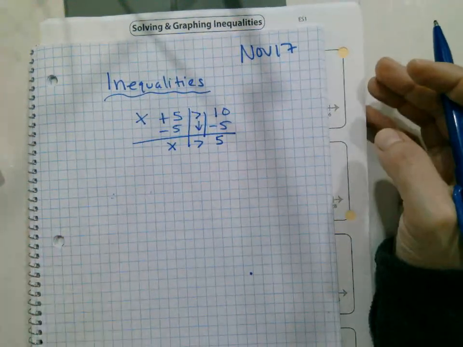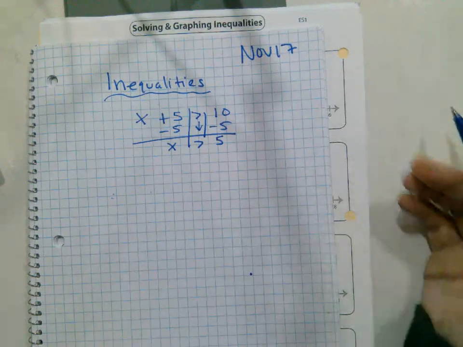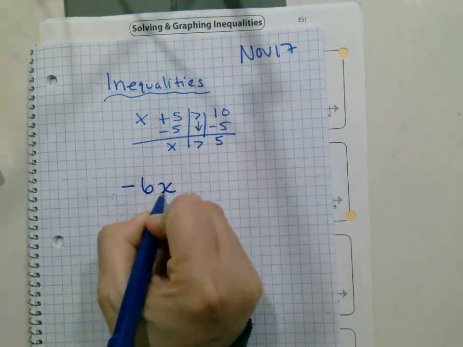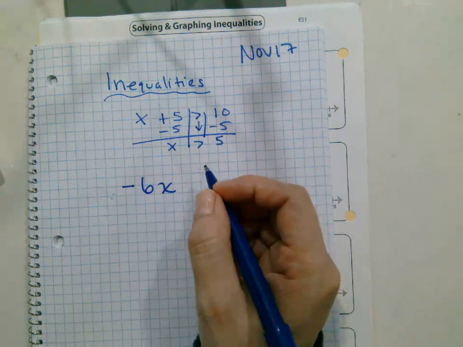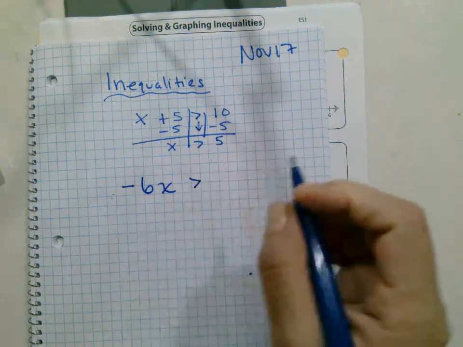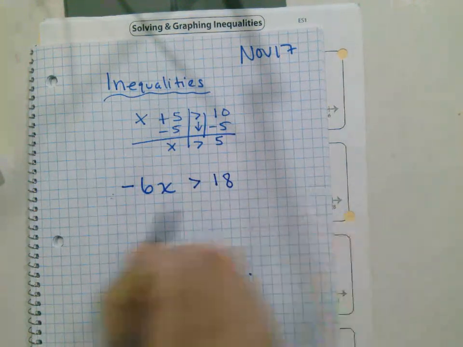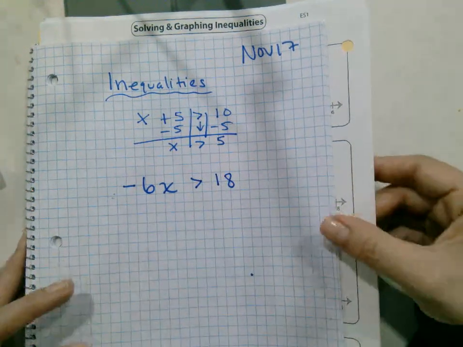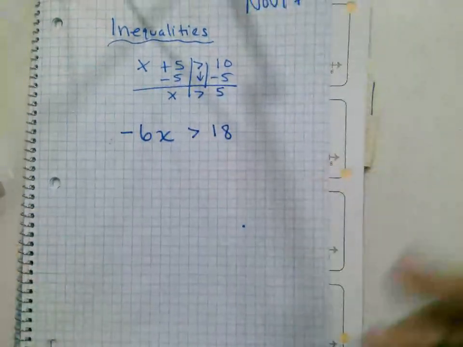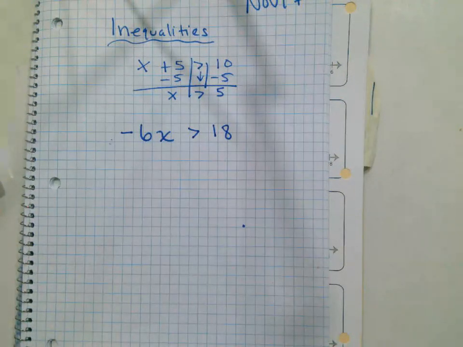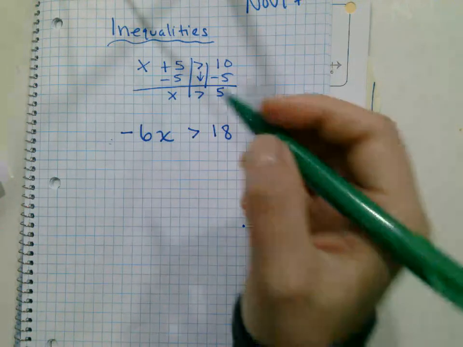All right, so today we're going to talk about special inequalities. So let's say I have this problem. Negative 6x is greater than, let's say, 18. So you're like, Miss Lamelli, why are you giving us another easy problem? We've already mastered this. True, but there is a secret that I have not told you until today.